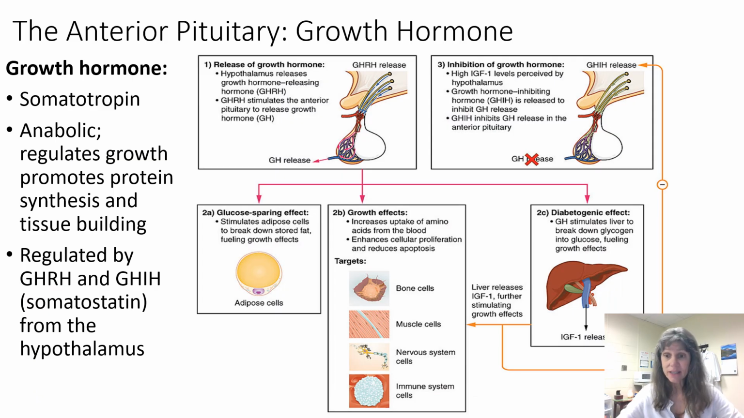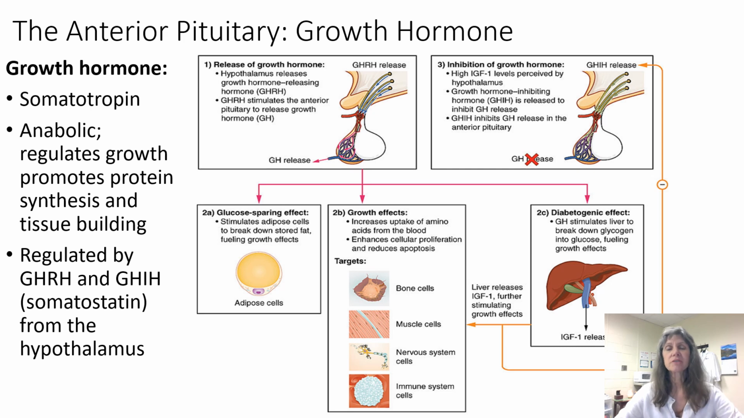Next, we're going to take a look at the effects of growth hormone. Growth hormone is also known as somatotropin. This hormone is anabolic, which means it's going to cause chemical reactions to occur that help build things up. And this helps to regulate growth by building proteins and tissues.